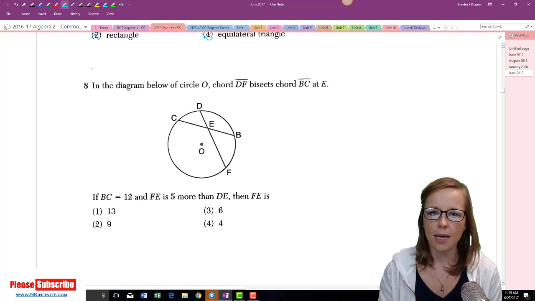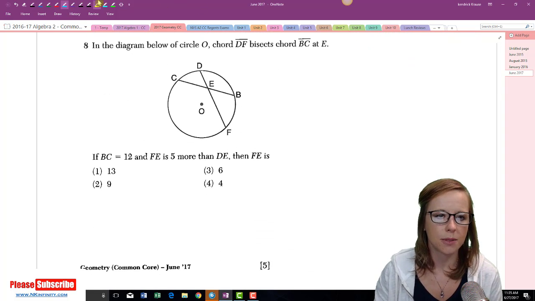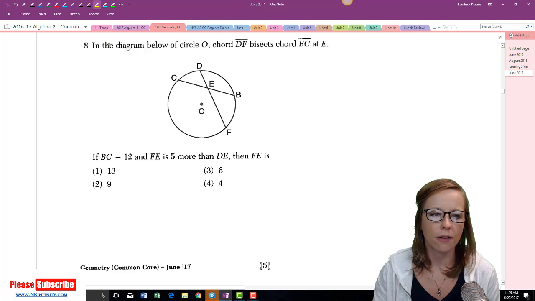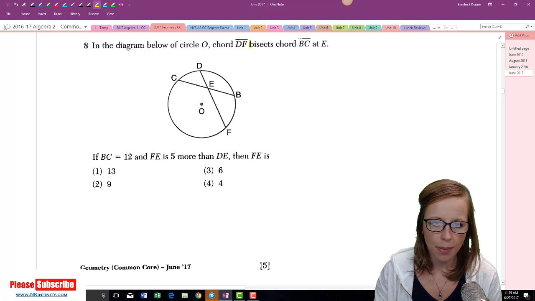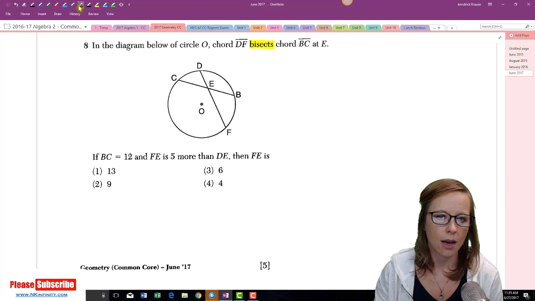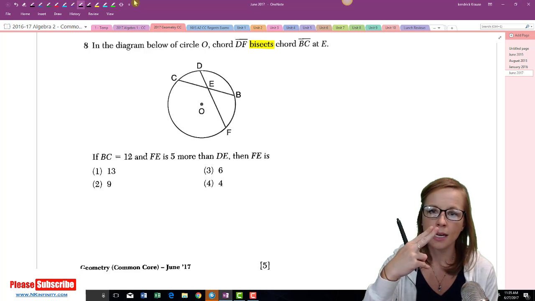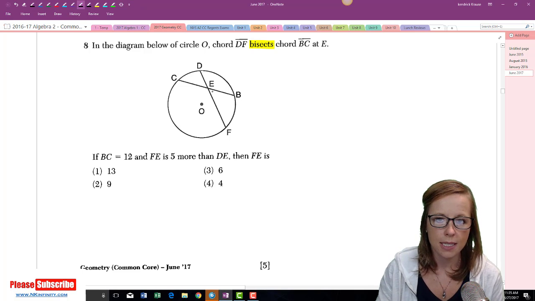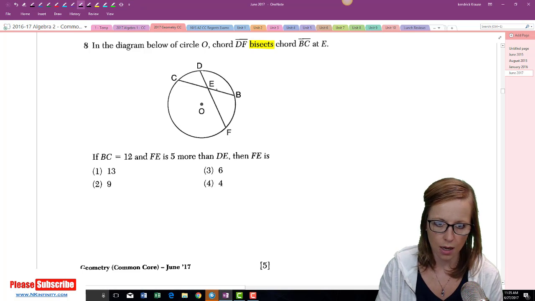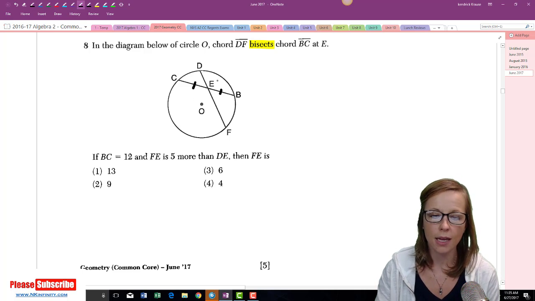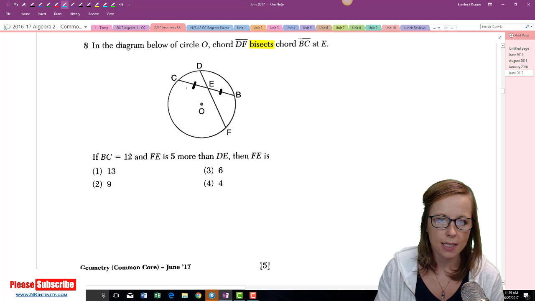Okay. Number 8, be careful when you read this. I misread it the first time, so just be careful. In the diagram below of circle O, chord DF bisects chord BC. So DF is the pair of scissors, so it's cutting BC. It cuts BC at E, so BE is congruent to EC, okay? Those are congruent pieces. B to C, the whole thing is 12, which means each piece is 6.